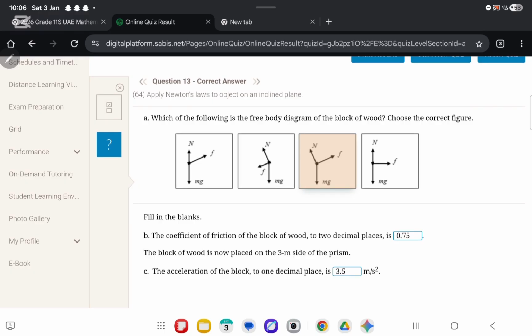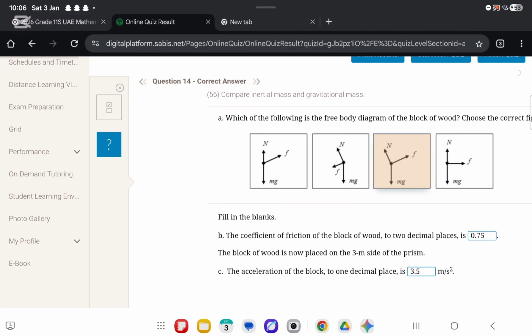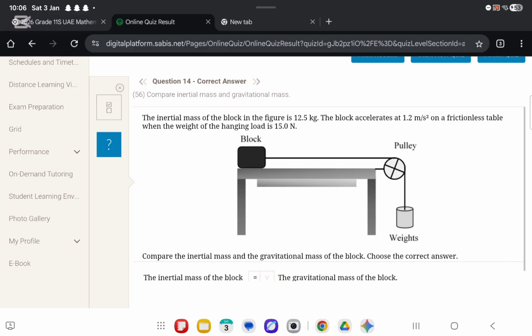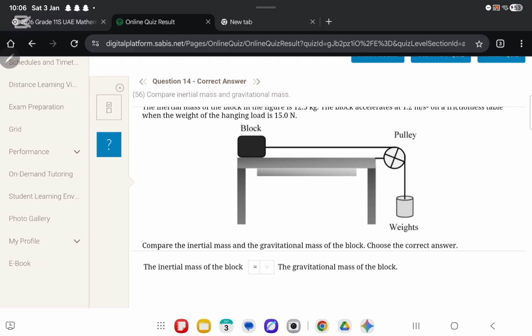Okay, now, moving on to question 14. The inertial mass of the block in the figure is 12.5 kilograms. The block accelerates at 1.2 meters per second squared on a frictionless table, and when the weight of the hanging load is 15 newtons. Compare the inertial mass and the gravitational mass of the block. Choose the correct answer.